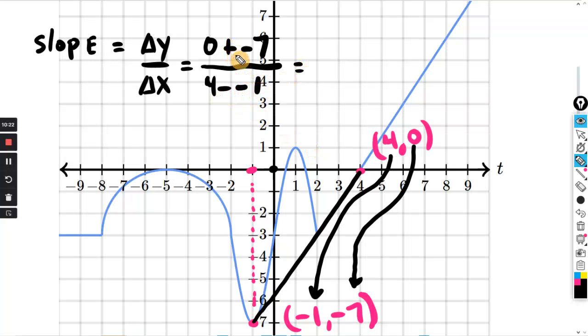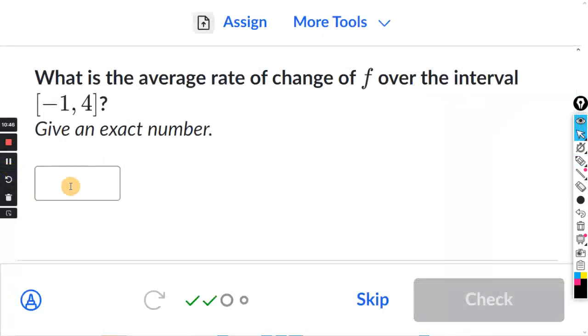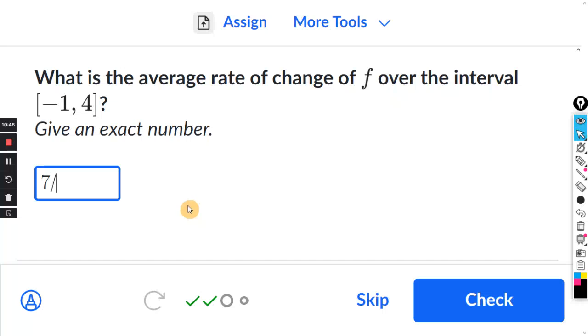Two negatives make it positive. 0 plus 7 is 7. Two negatives make it positive. 4 plus 1 is 5. So that is your slope between those 2 points. Basically it's the slope of the line connecting those points. When there's a curve, the slope is always going to be changing. All right, give an exact number. I got 7/5.